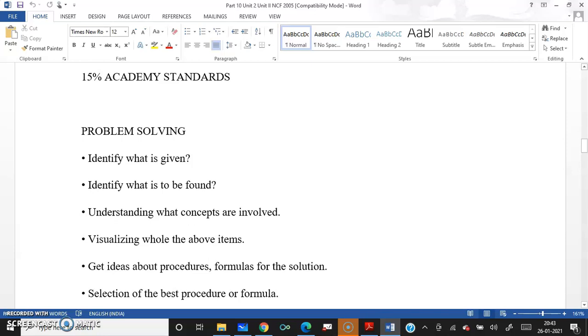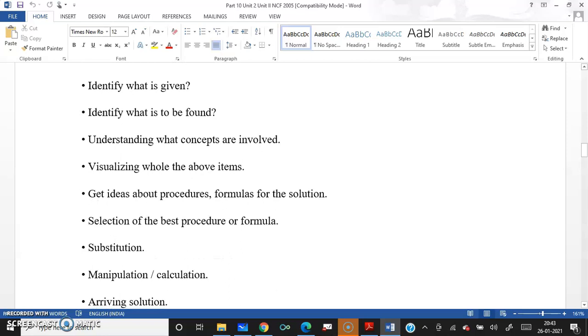According to NCF 2005: identify what is given, identify what is to be found, and understand what concepts are involved for finding the solution, what are the concepts we need. Then visualize the whole of the above items, which means understanding everything as a whole. Then give ideas about procedures and formulas for the solution. You get the idea of what I'm going to do, how I'm going to use this formula and all this procedure to solve the problem, in different steps.